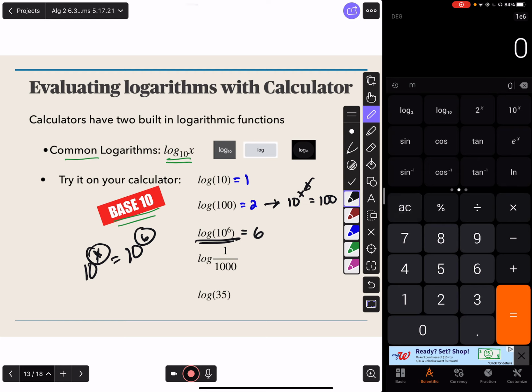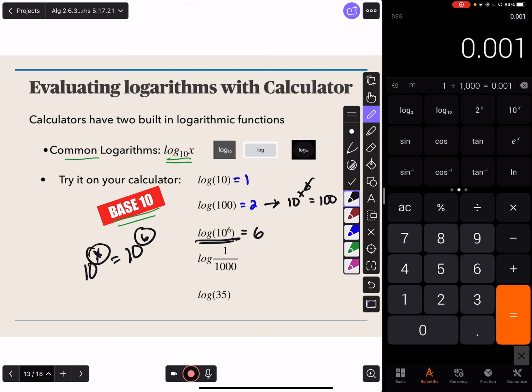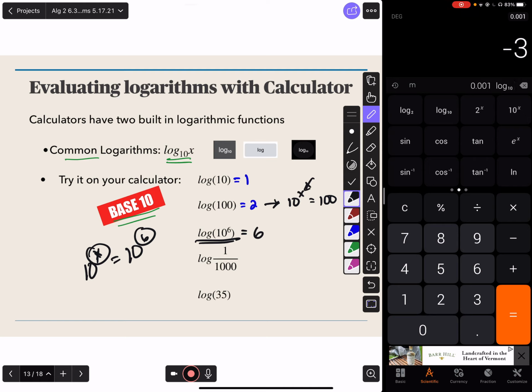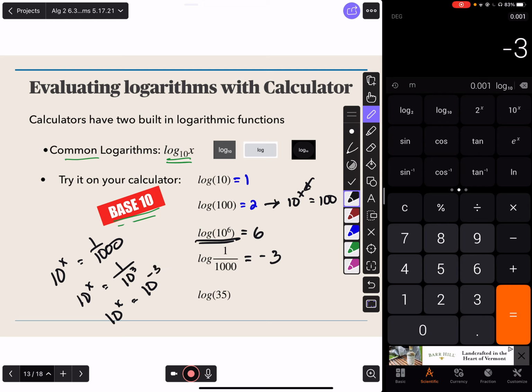Let's try this next one. Log of 1 divided by 1,000. So on your calculator, go 1 divided by 1,000. But make sure you hit equals. Otherwise, it's just going to do the log of that 1,000. It won't do the division. Then you take the log of it. So I hit my log base 10, and it tells me it's negative 3. Again, it shouldn't be a big surprise to us. If we did this by hand, it'd be 10 to what power equals 1 over 1,000. We saw in the early examples that 1,000 is 10 to the third, and I can take it to the numerator as long as I make the exponent negative. So x is negative 3.